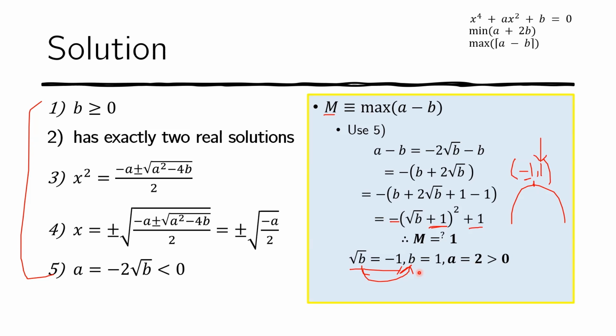Wait a minute. 2 is not less than 0, right? So the way we obtain 2 is we substitute for the square root of b, we substitute negative 1 there. So negative 1 here goes to negative 1 here, the square root of b. So negative 2 times negative 1 is positive 2, and that's how we got a equals 2. But again, this is greater than 0. It's not consistent with number 5 here, because this should be less than 0.